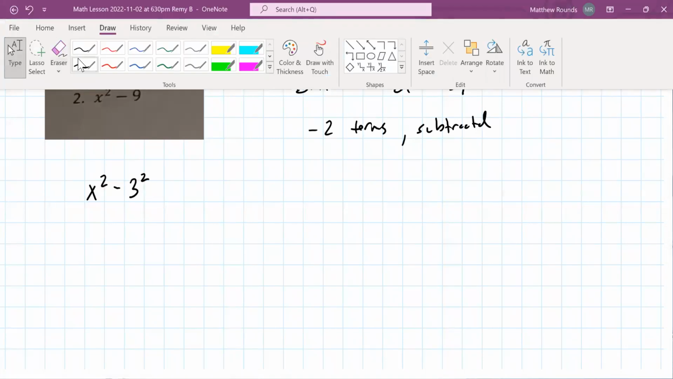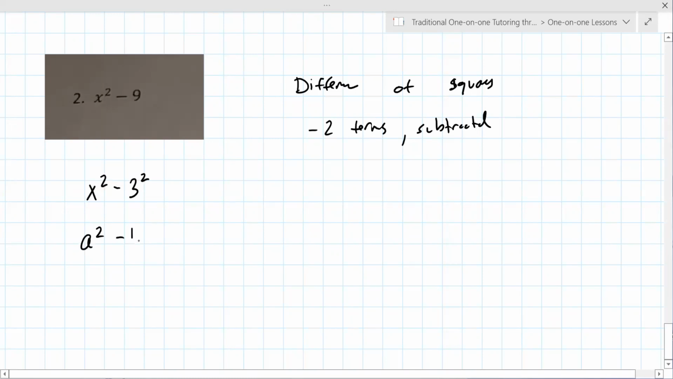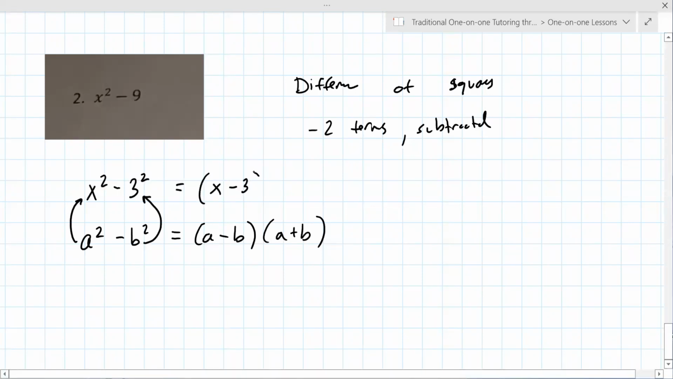So here's the formula for difference of squares. A squared minus b squared becomes a minus b, a plus b. So you have to figure out in this problem, what is a and what is b? Do you see that a is really x and b is really 3? It's the thing that's being squared. So you're going to write x minus 3, because a is x and b is 3, and then x plus 3. So this is your answer.